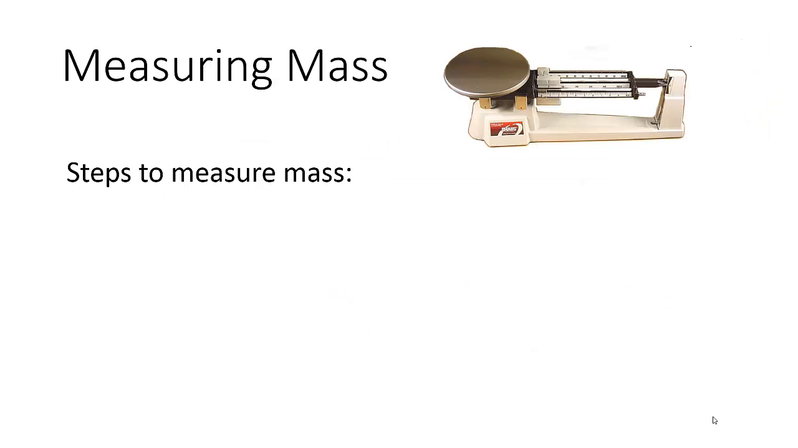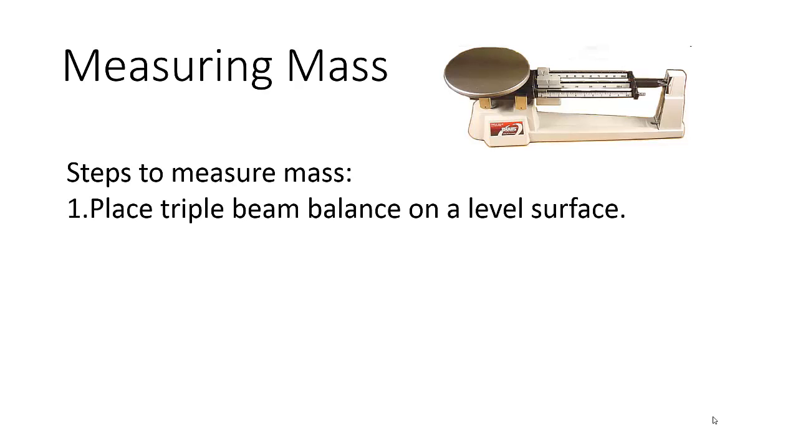Now, using a triple beam balance is not the most easy thing in the world. So these next steps are going to help you to figure out how exactly you use this in order to get accurate measurements. The first step in using a triple beam balance is to place all the beams on a level surface. So your tool needs to be on a flat desk or on the floor. It can't be on a book, it can't be on a binder.